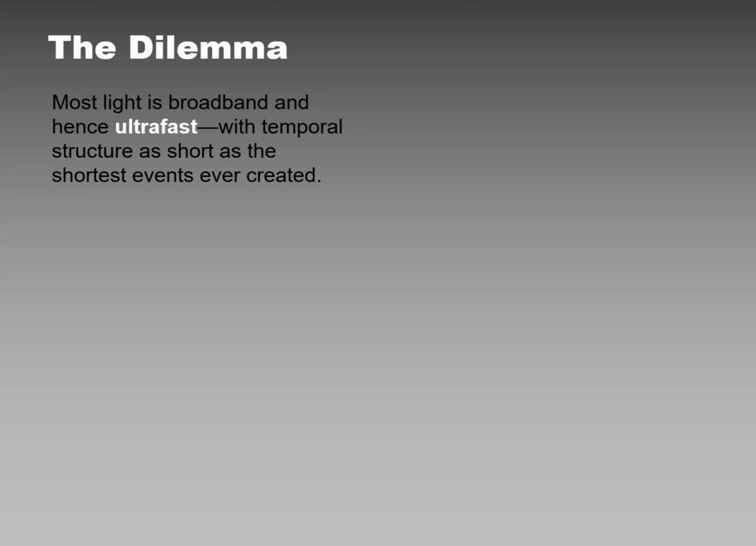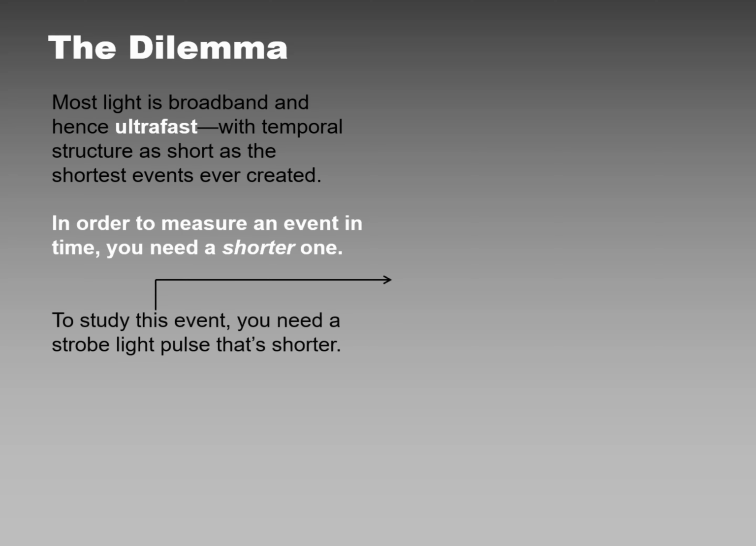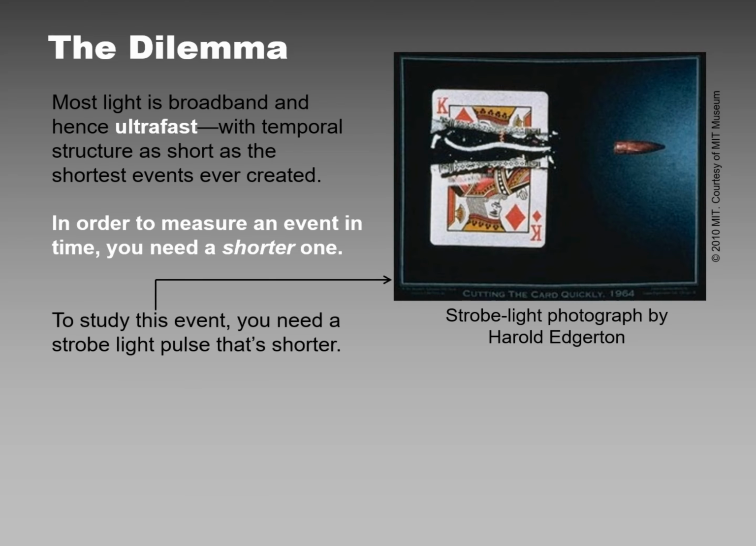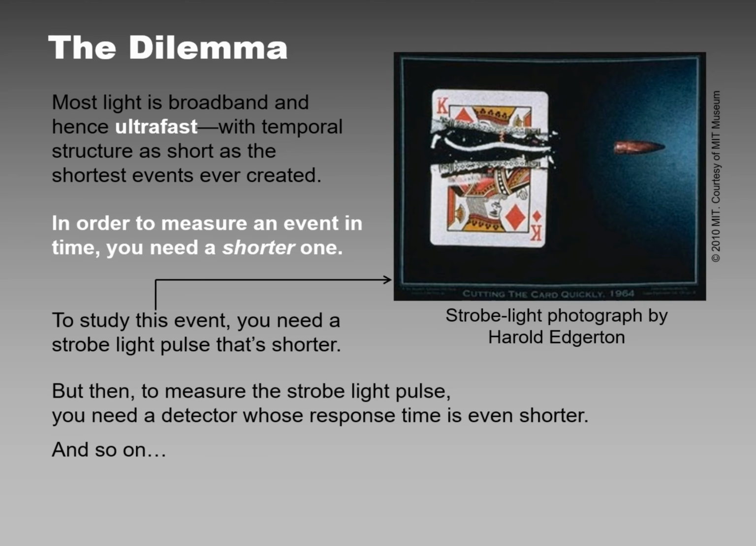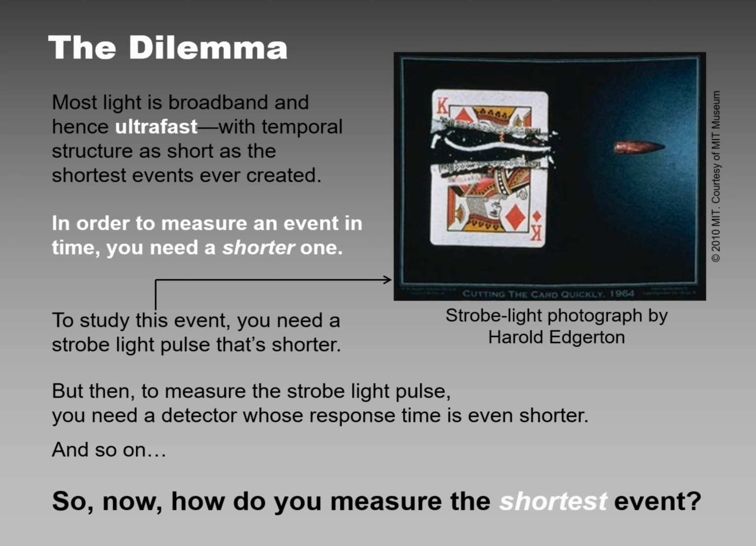Behind everything I'll tell you lies a dilemma. Most light is broadband, and hence by the Fourier transform, ultrafast, with temporal details as short as the shortest events ever created. But in order to measure an event or its details in time, you need a shorter event. For example, to study this event, you need a strobe light pulse that's shorter. But then to measure the strobe light pulse, you need a detector whose response time is even shorter, and so on. So now, how do you measure the shortest event?